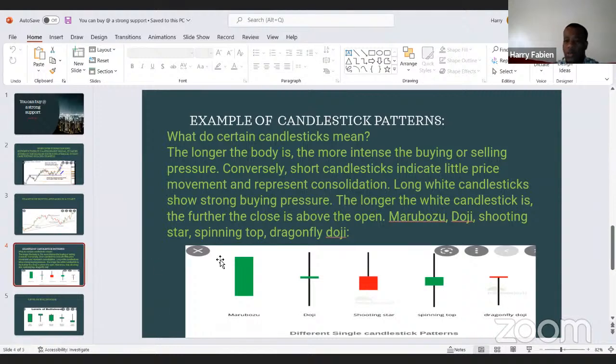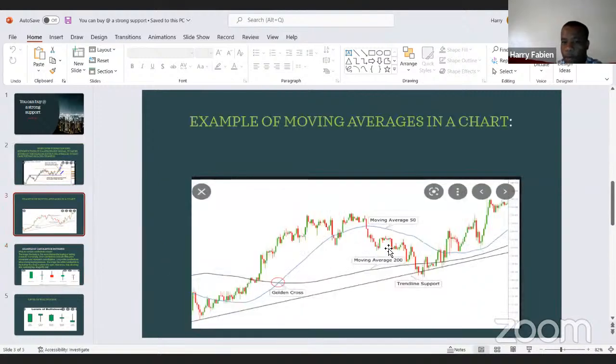Don't forget: this one is called Marubozu, that's a big green candle. The small body is called a doji. This one is called a shooting star. This one is called a spinning top. And that one is called a dragonfly doji. Whenever you see those, that's a big signal of buying or selling, especially when you see them in the middle of a move.